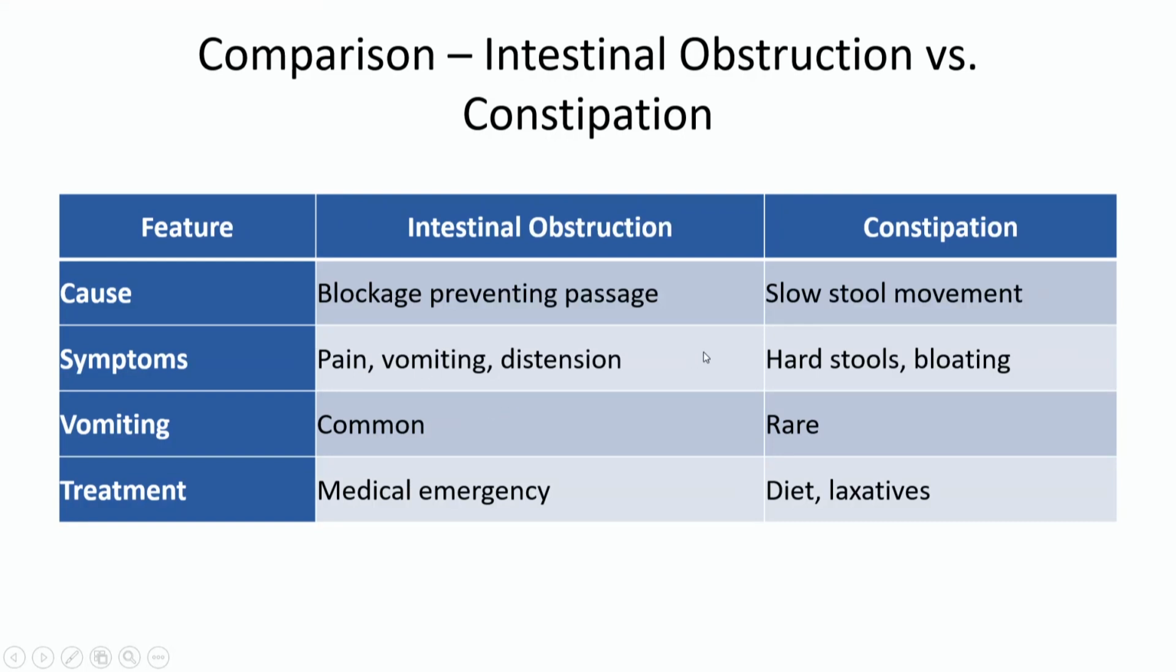And here there is no blockage, but still the stool is not passing because it has become hard or some problem is there. Pain, vomiting and distension. Hard stool and bloating are the common symptoms of constipation. Vomiting is very common in obstruction because everything has been stuck here. Here it is rare. And treatment: obstruction is a medical emergency because it has to be removed by some way, whatever is possible. Surgically if it is not possible, even then something has to be done.